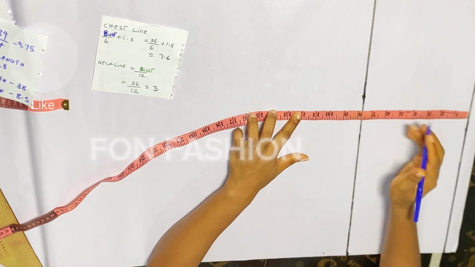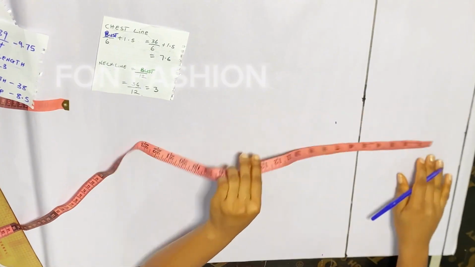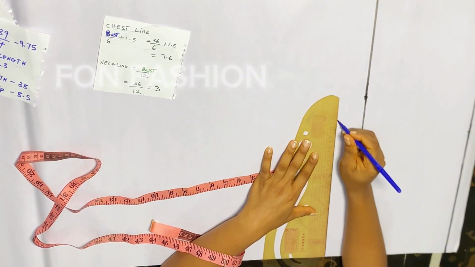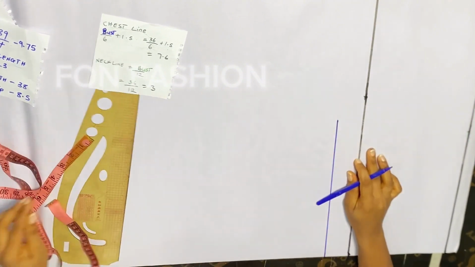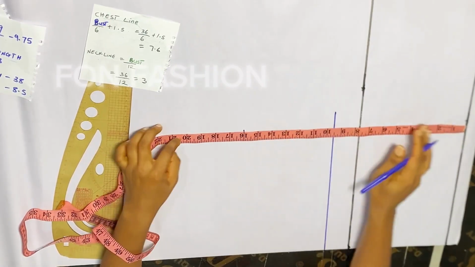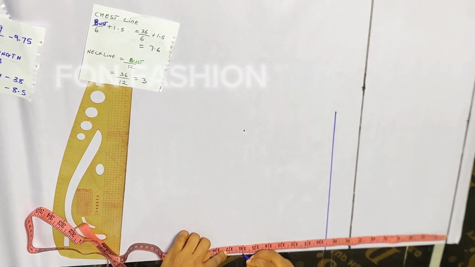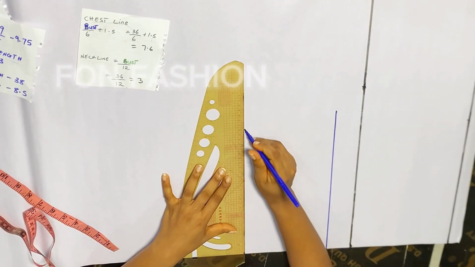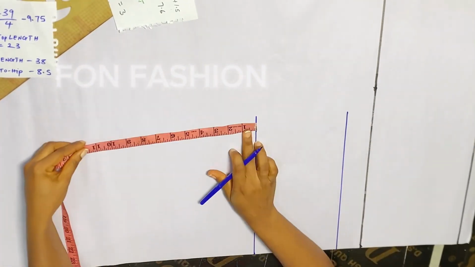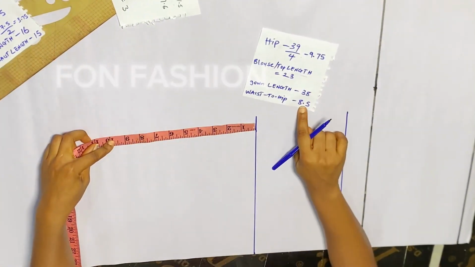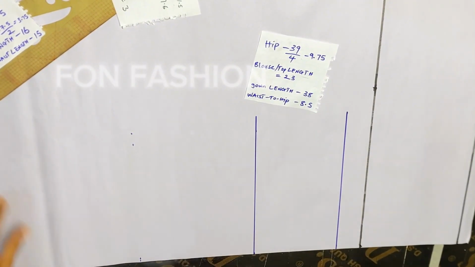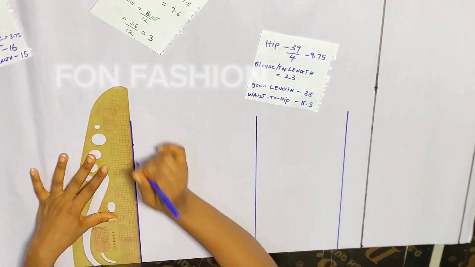Then I indicated the bust point line. For this particular measurement, the bust point is 9.5, so I marked the bust point measurement down. Then I also went ahead to mark the shoulder to waist measurement, which is 16. After marking the shoulder to waist measurement, I also marked the waist to hip line. That is 8.5 for this project. So you need to mark down the waist to hip measurement.